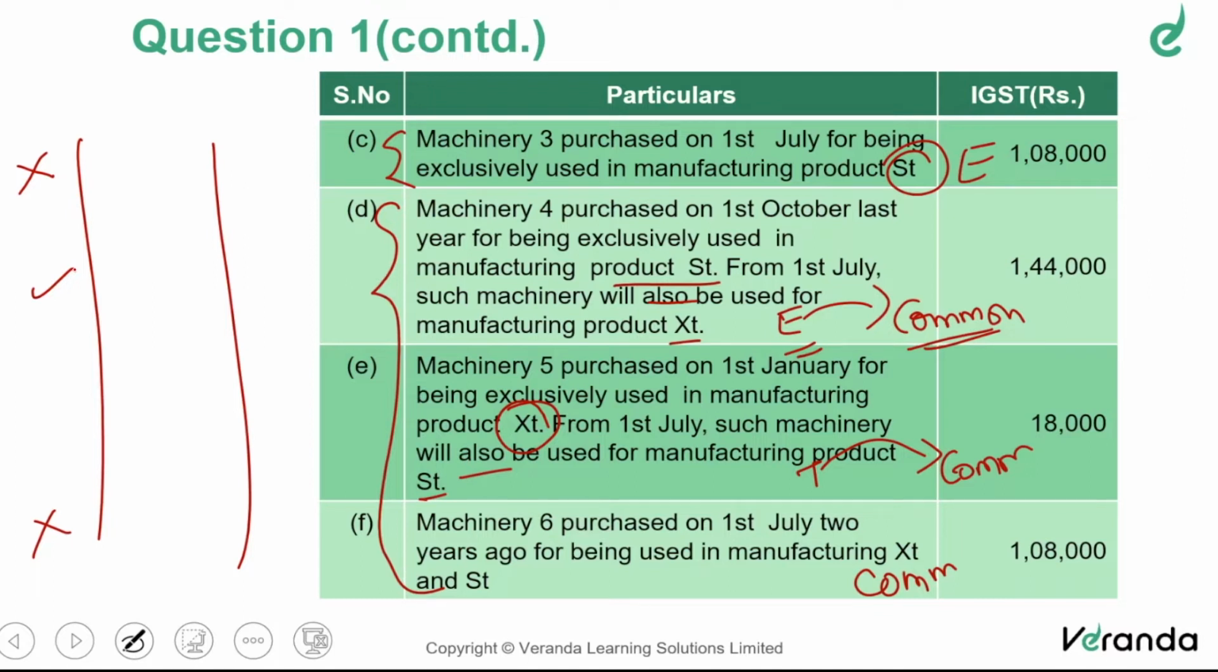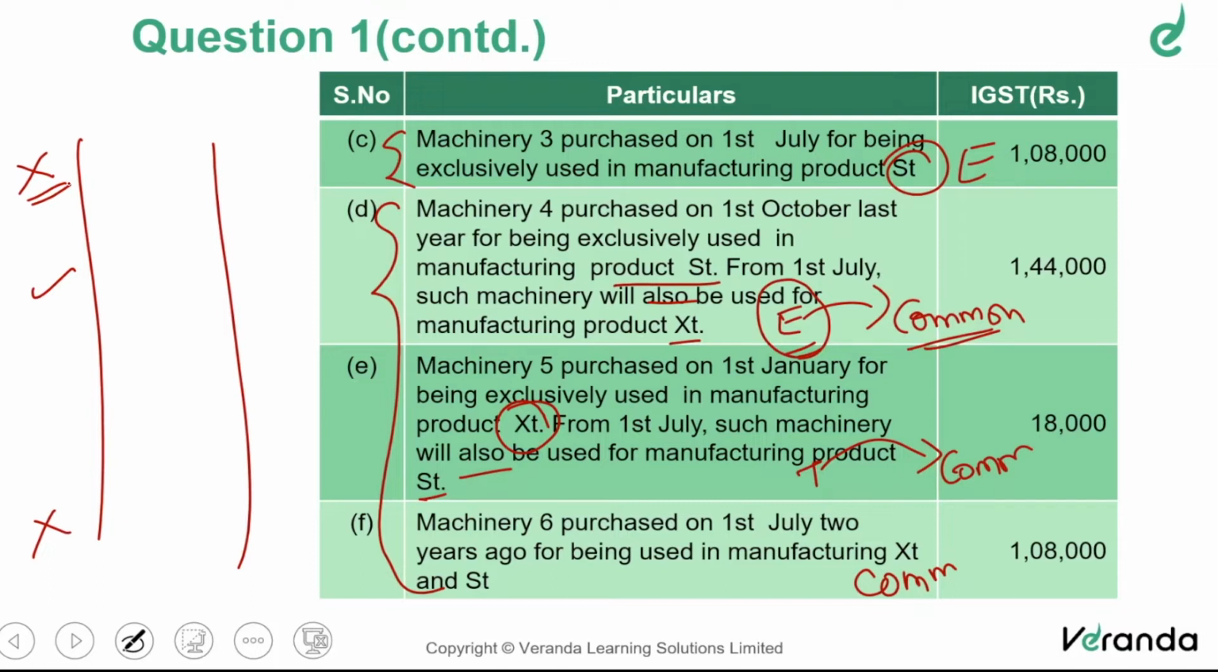Now you have to think very carefully. Sir, this is old machinery. Last year October itself I purchased. But at that time, would I have availed the ITC at the time of that purchase? No, because it is completely used for what purpose earlier? Exempt purpose. So just like machinery number 3, we are not availing now. For machinery number 4, that period October, we would not have availed.